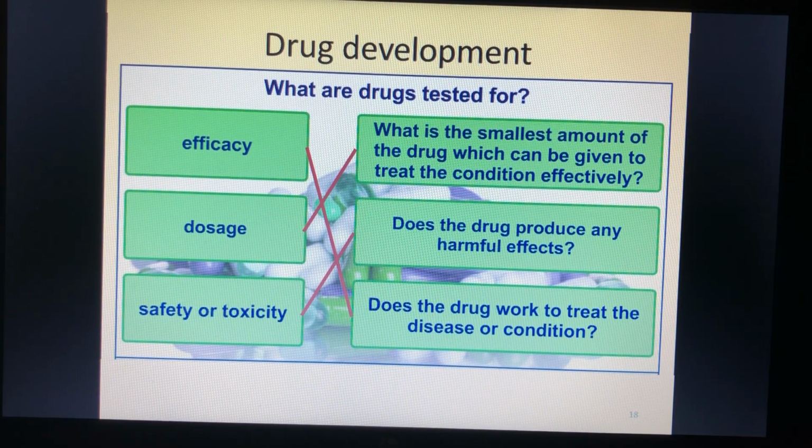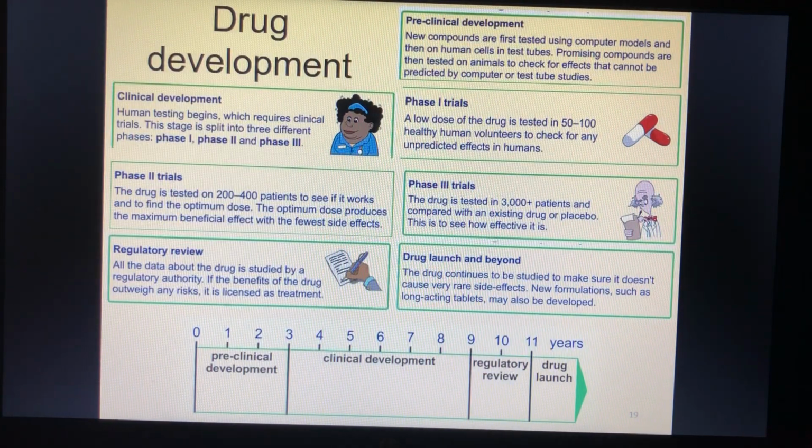Dosage. What is the smallest amount of the drug we need to give to people to actually treat the condition? This has obviously got health benefits. We don't want to have lots of a drug if we don't need as much of it. It could cause some side effects, and there is also a financial implication of only needing a certain amount of a drug rather than taking too much. And also side effects, toxicity: how does the body react to that drug? So those are the 3 reasons why drug testing happens.